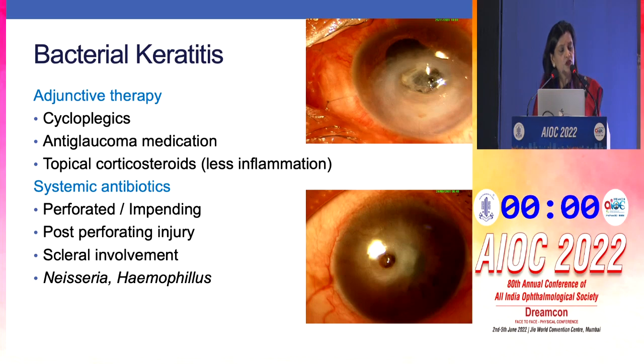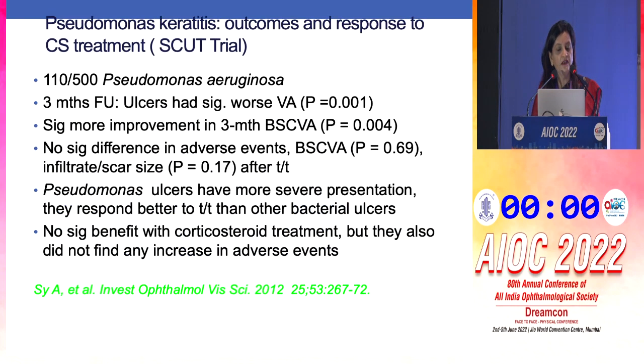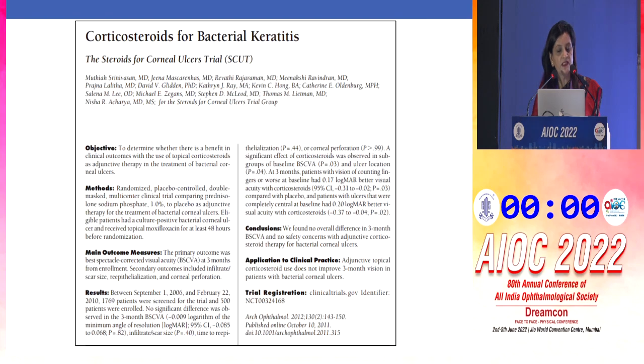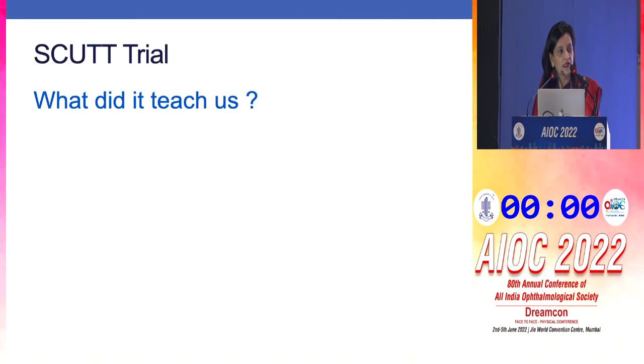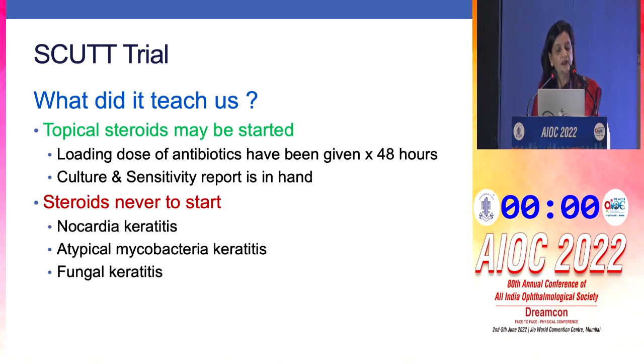The adjunctive therapy will continue in the form of cycloplegics, anti-glaucoma medications, and I would talk about topical steroids. Systemic antibiotics are required for perforations, impending perforations, post-perforating injuries, scleral involvement, and for Neisseria and Haemophilus. Now, the SCUT trial did teach us that topical steroids can be started, but one has to be careful, I think, in three conditions or three places where the steroids should not be started. And that is Nocardia keratitis, atypical mycobacteria keratitis, and fungal keratitis.